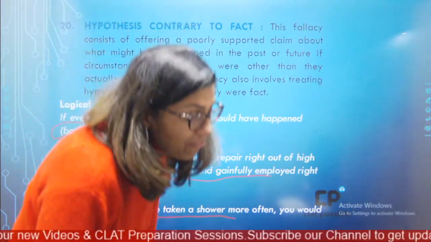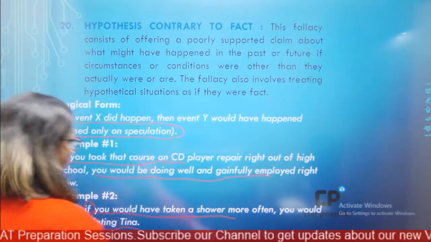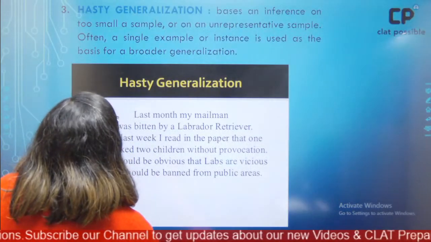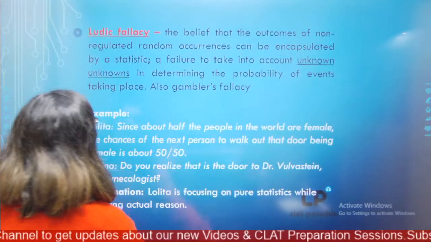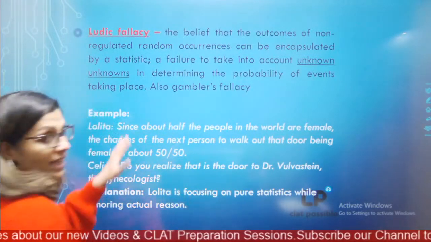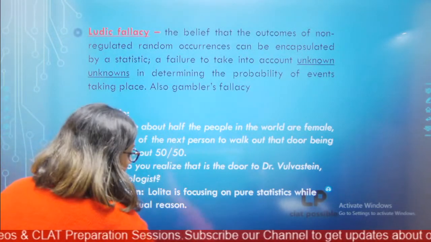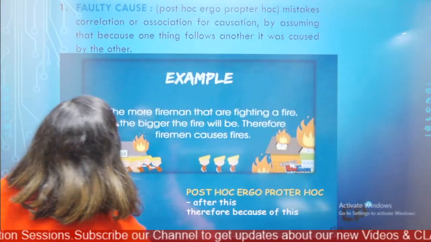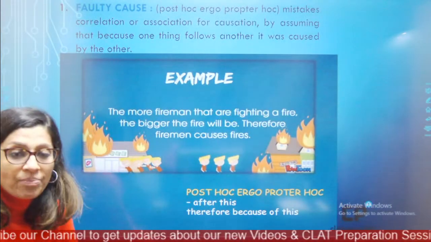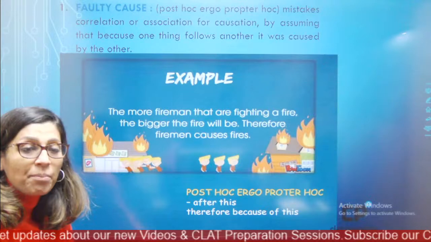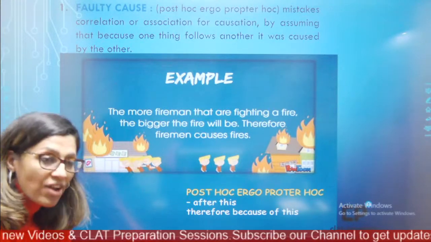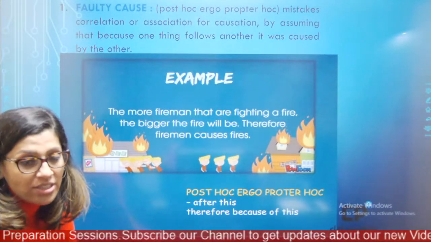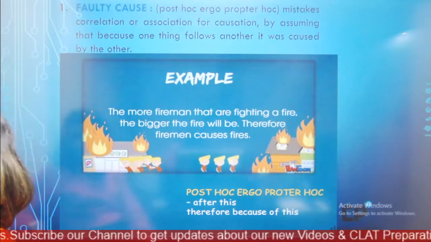So next we have faulty cause. So I'm going to skip hasty and come to causal fallacies. I'm going to skip Luddic fallacy. It's a very interesting one, but I'll save it for the classroom. And come to faulty cause. Again, a very important fallacy because you get strengthen, weaken, all sorts of questions on this.